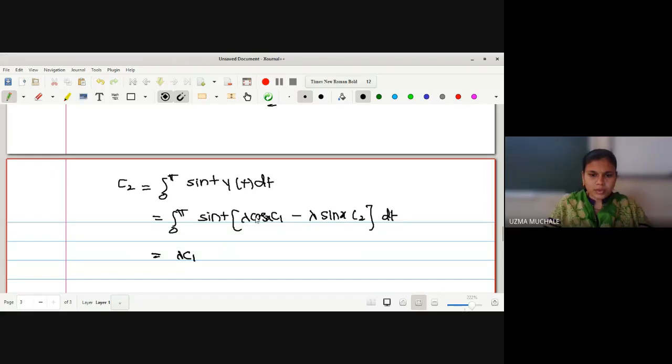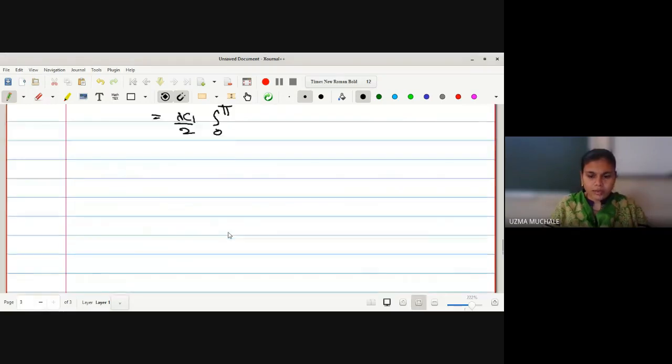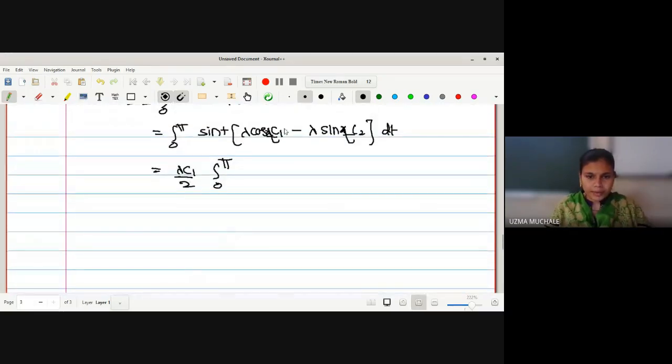Lambda c1 if it is outside. Now we have to write this in terms of t. So sin t into cos t, let me multiply and divide by 2. So it will be nothing but sine of 2t, minus lambda c2 outside, sin square t we can write in the form of 1 minus cos of 2t divided by 2 dt.